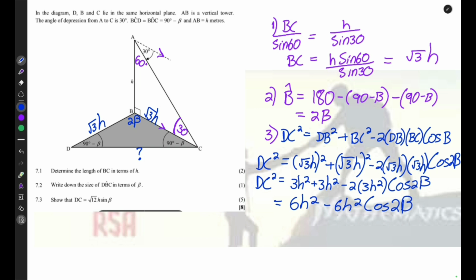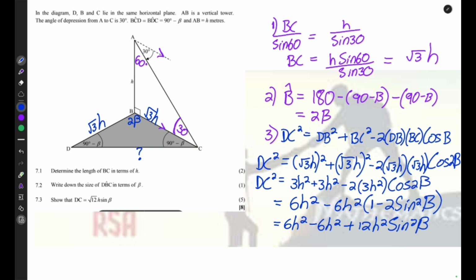So now if I look at where I want to end and where I am now, the cos 2 beta is not part of where I want to go. But luckily there's an identity for that. So I can just replace that with one of the 3 identities, but I want the one that is specifically going to give me sine. So I'm just going to change this to 1 minus 2 sine squared beta, because now I can just multiply that in. So I have 6h squared minus 6h squared plus 12h squared sine squared beta.